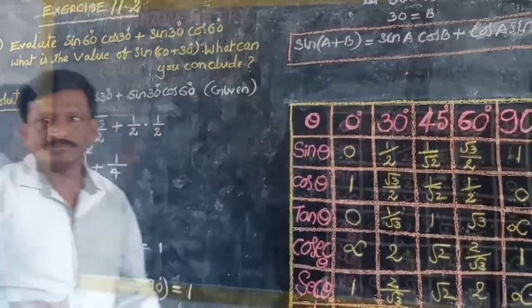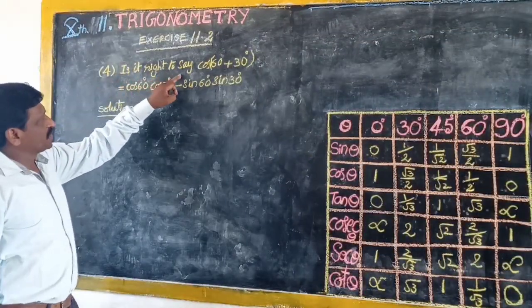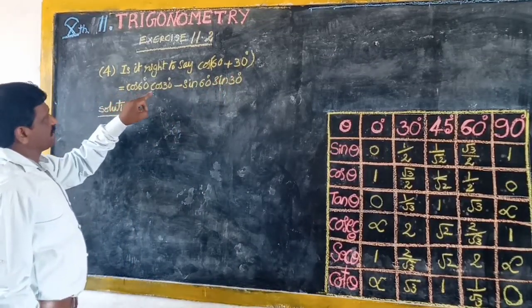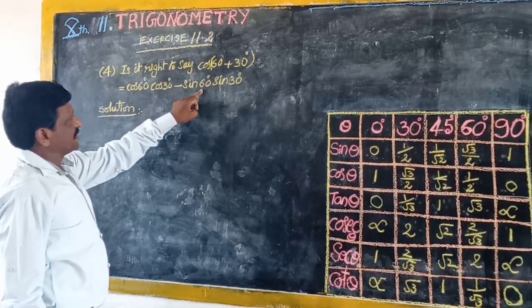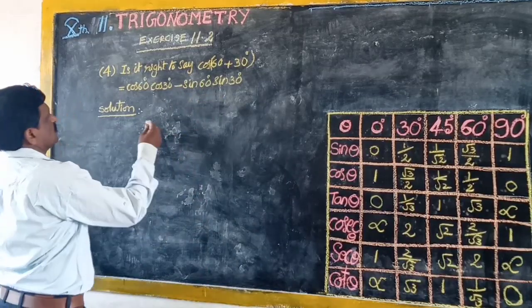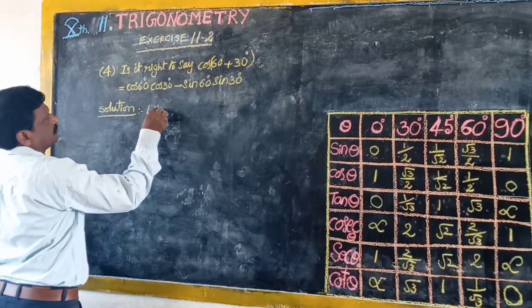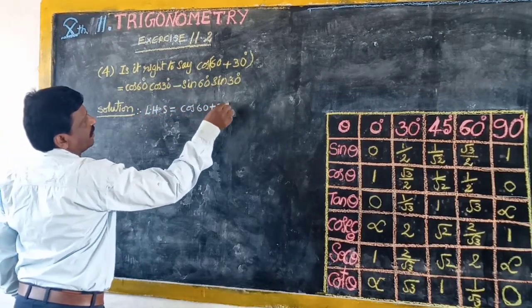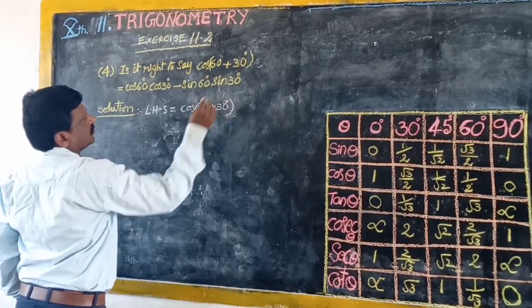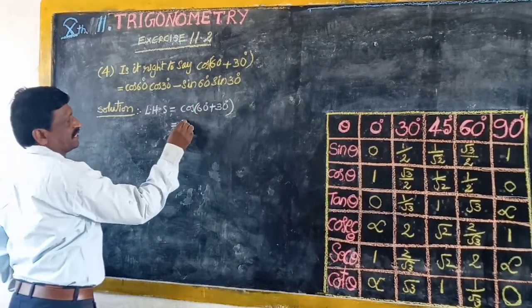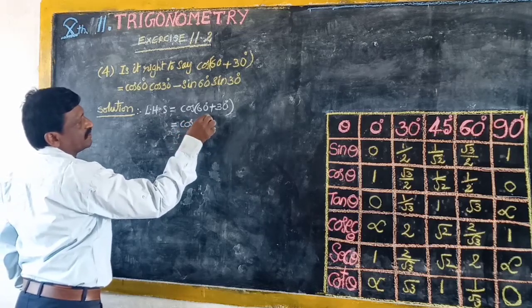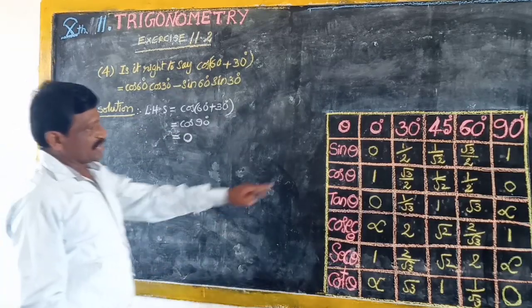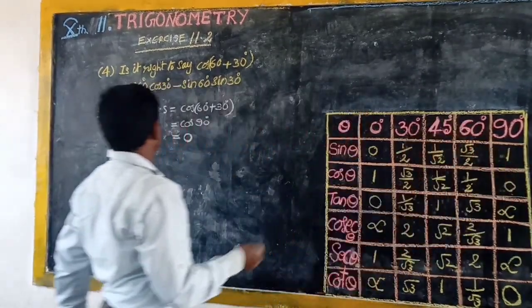Okay. Fourth sum. Is it right to say cos(60 + 30) is equal to cos 60 cos 30 minus sin 60 sin 30? So LHS is equal to cos(60 + 30), which is cos 90 degrees. Cos 90 degrees value is equal to 0.